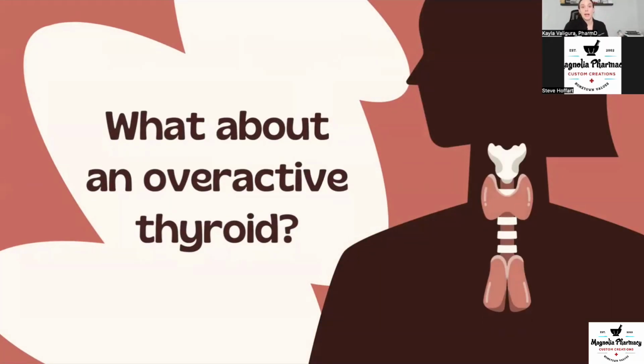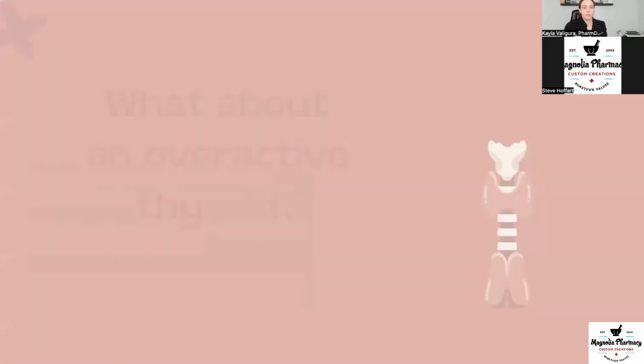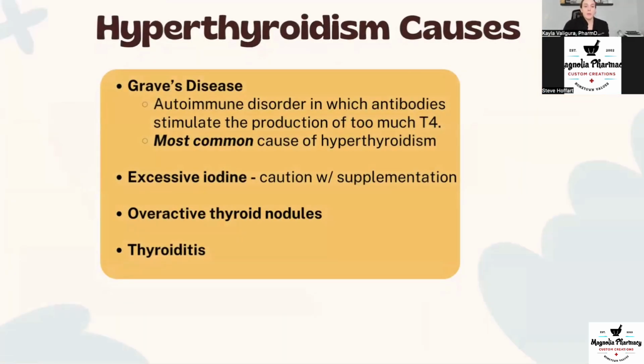So what about an overactive thyroid? Some hyperthyroidism causes. The first one associated with hyperthyroidism is the autoimmune disorder called Graves' disease. It's kind of similar to Hashimoto's, but now we're on the opposite end of the spectrum. Our body's producing antibodies that are stimulating the production of too much T4.